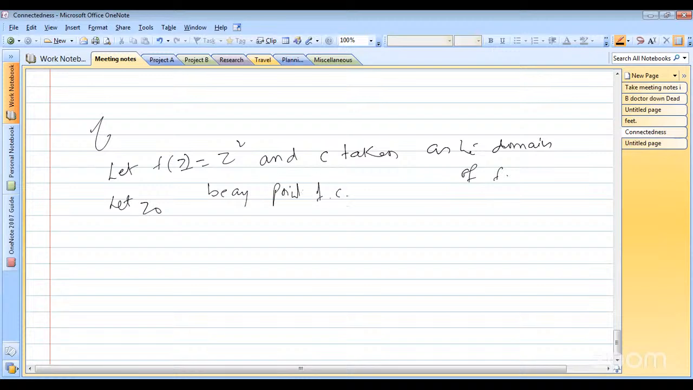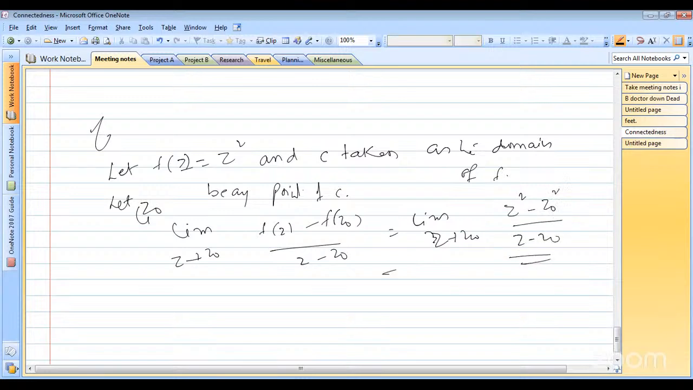So we take the limit as z tends to z naught of f of z minus f of z naught, divided by z minus z naught. That is the limit of z square minus z naught square, divided by z minus z naught. Factoring, z square minus z naught square is z minus z naught times z plus z naught, so z minus z naught cancels.